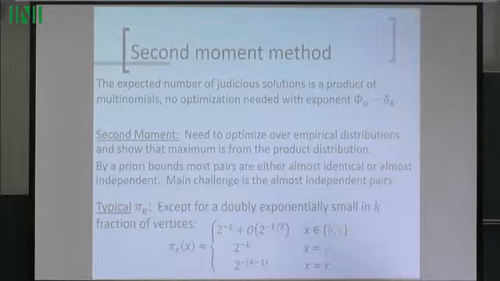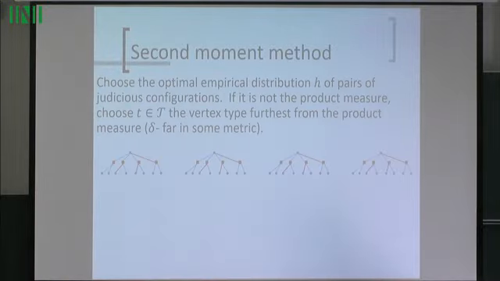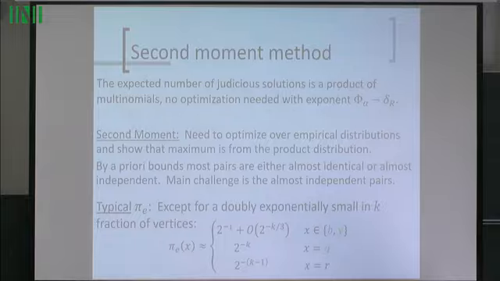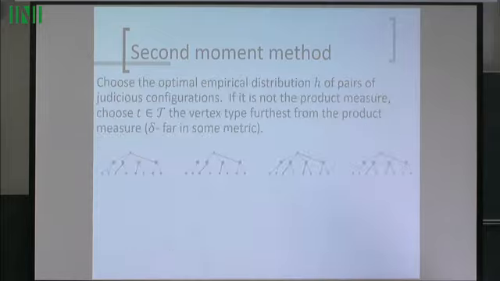So this is approximately equal to, and this will hold for all but a doubly exponentially small in k fraction of the variables. Okay, so suppose that this were true for actually all of the different vertex types. It's not, but suppose it was. Then how would we do this optimization?